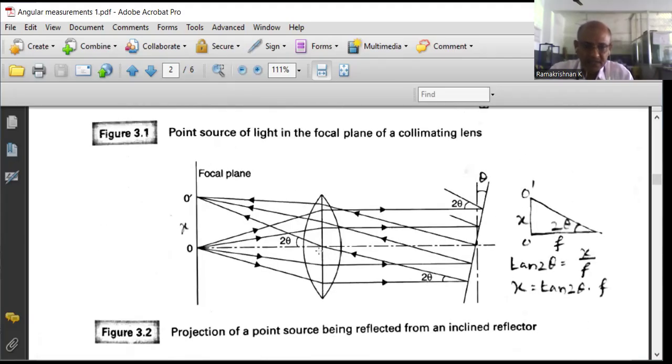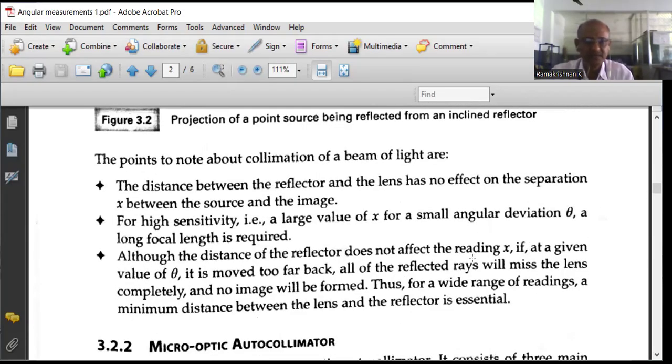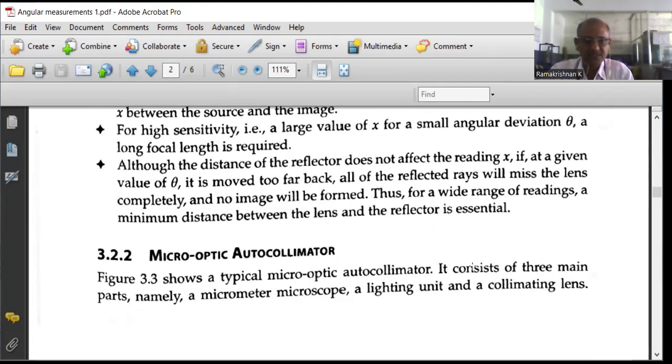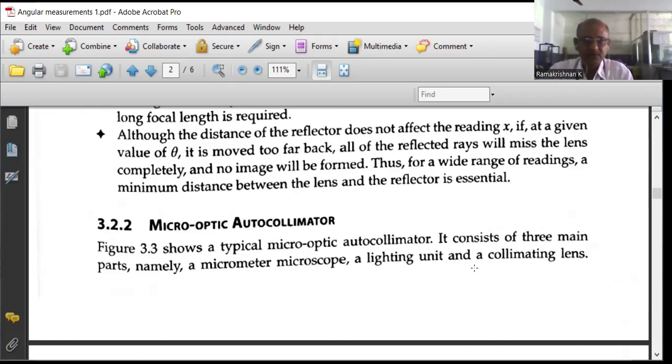Although the distance between the lens and the reflector does not come into the formula, if the reflector moves far away from the collimating lens, the reflected image will vanish and cannot come to the same destination. So there is a minimum limitation on the distance between the collimating lens and the reflector. These are some important considerations in the autocollimator. This is the principle of autocollimation. Using this principle, you can look into the micrometer autocollimator.